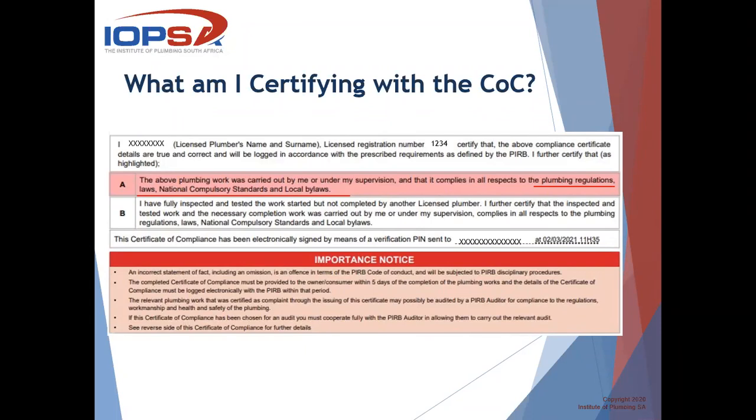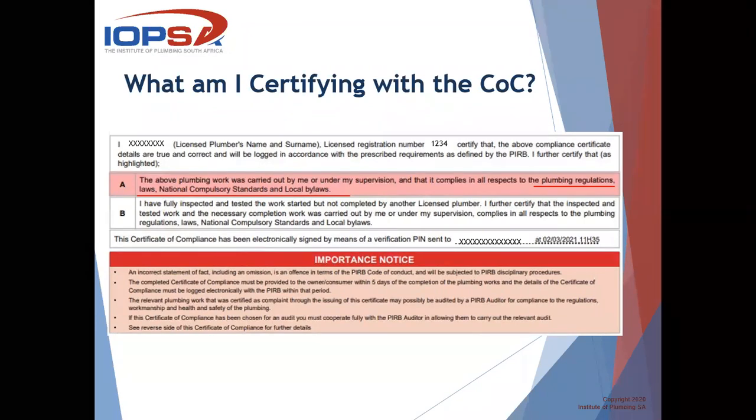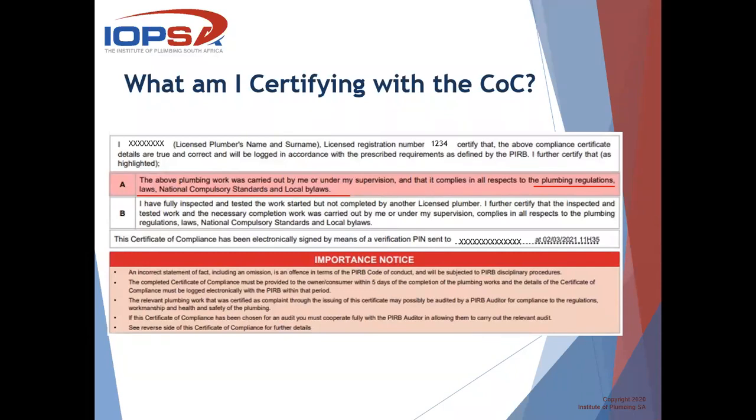Then it says the relevant plumbing work that was certified as compliant through the issuing of this may possibly be audited by a PIRB auditor for compliance to the regulations. And obviously, if this certificate of compliance has been chosen for audit, you must cooperate fully with the PIRB auditor in allowing them to carry out the relevant audit. I must say, in general, we don't have challenges, but there are some of the guys that, for some other reason, are trying to make it difficult for the auditor to gain access or trying to sidestep this auditing.